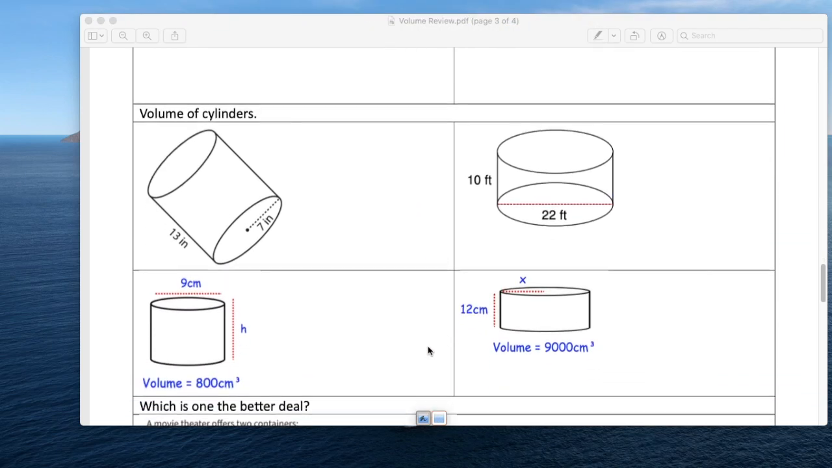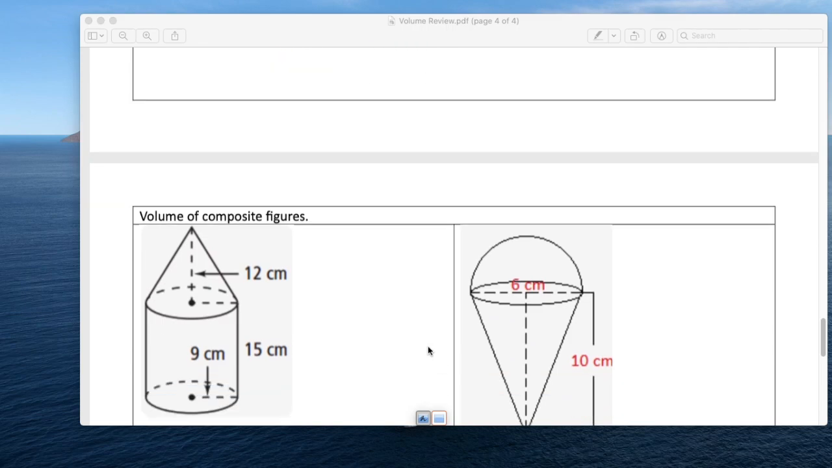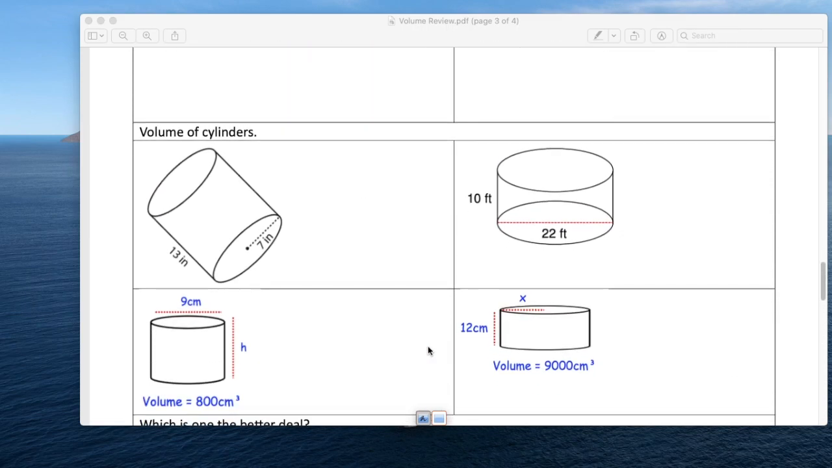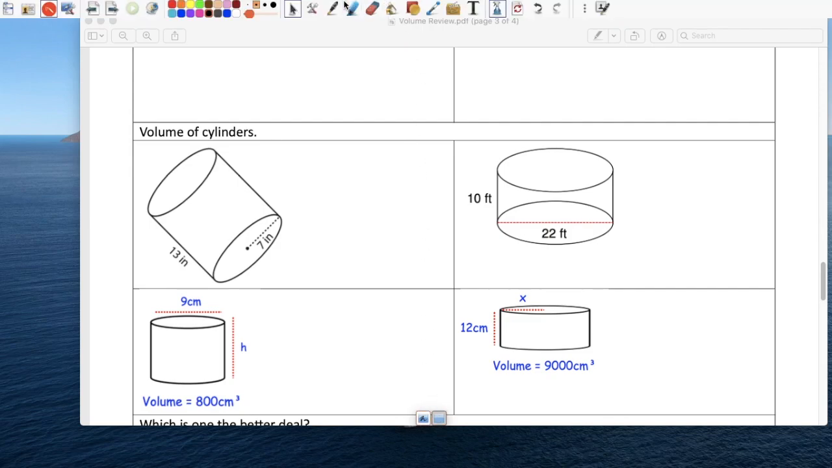Alright, cylinder. The cylinder is almost the same thing, except that's not 1/3, so it's just pi r squared h. Volume equals, radius is 7, so 7 squared times 13. So this is pretty straightforward.